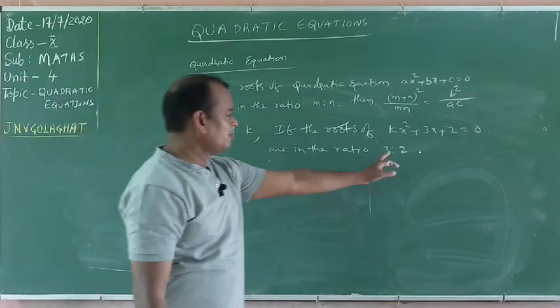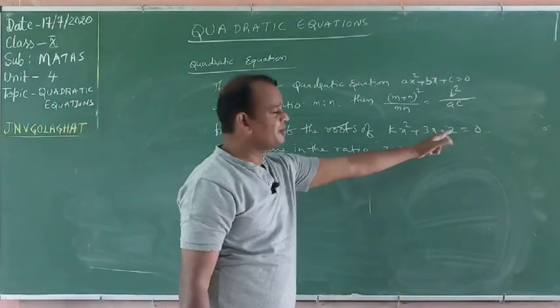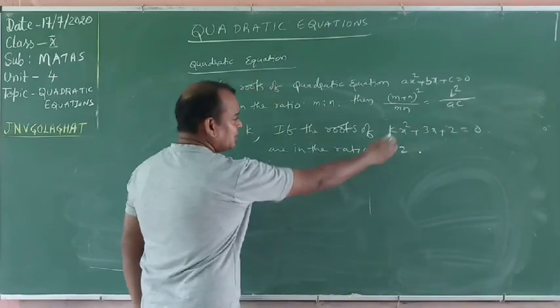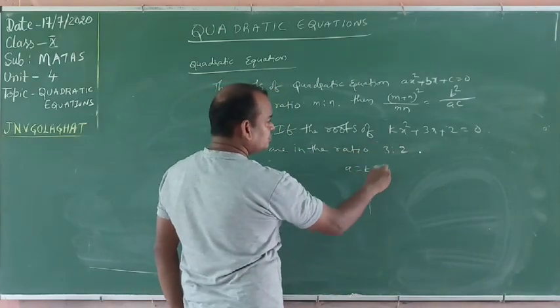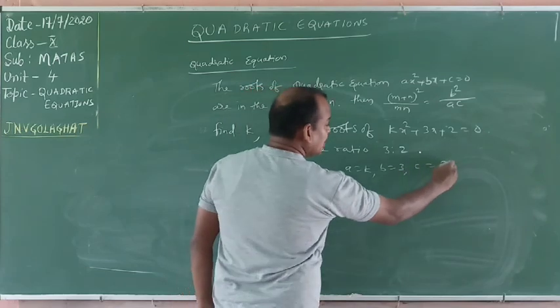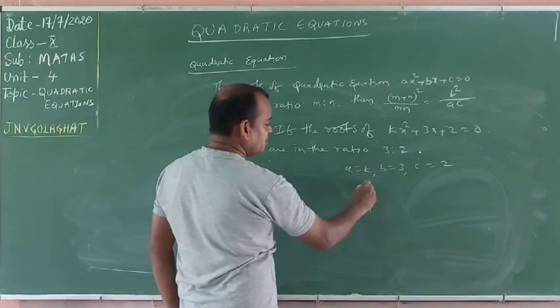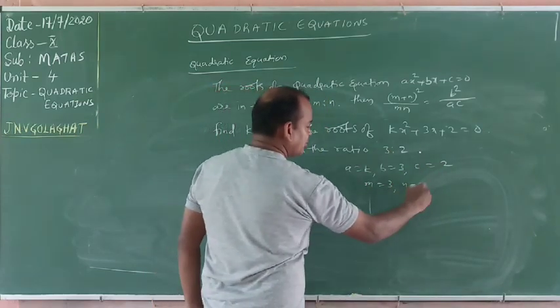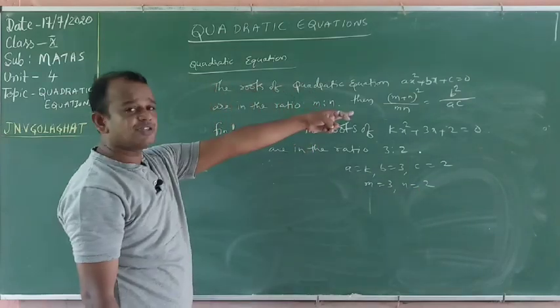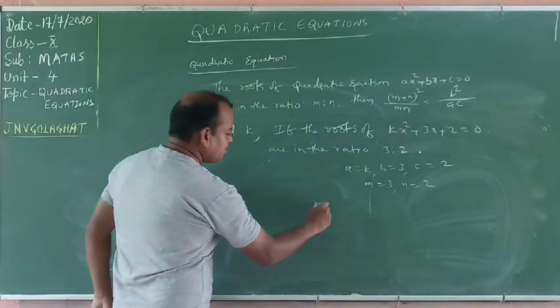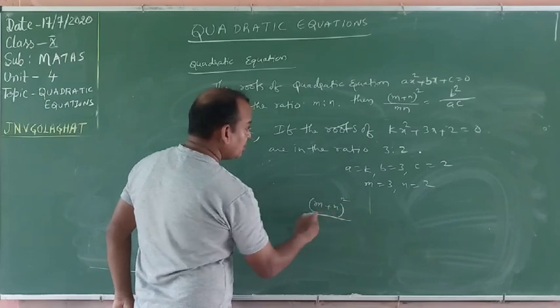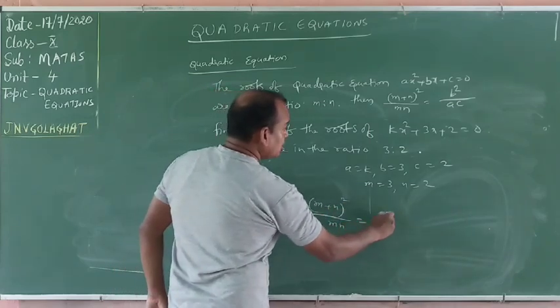Already clearly given: m value, n value, a value, b value, c value. What is the formula? Now here a value k, b value 3, c value 2. M is to n is clearly given, m value 3, n value 2. Now the roots are in the ratio m is to n. What is the formula? m plus n whole square by mn is equal to b square by ac.